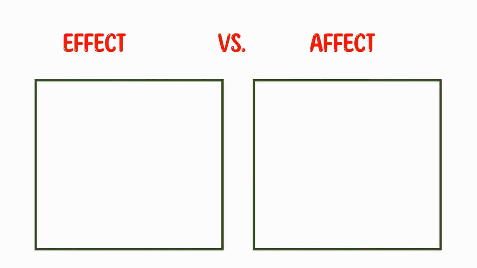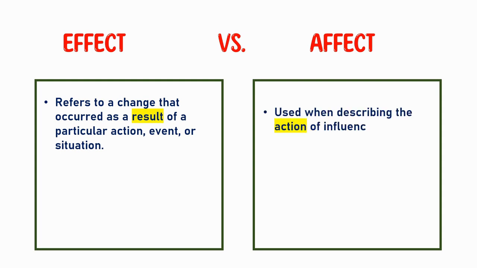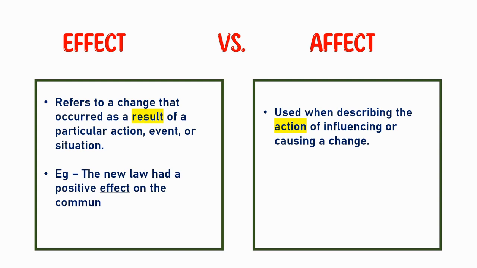The next confused pair of words is effect and affect. Effect refers to a change that occurred as a result of a particular action, event, or situation. Whereas, affect is used when describing the action of influencing or causing a change. For example, the new law had a positive effect on the community. The weather can affect your mood.